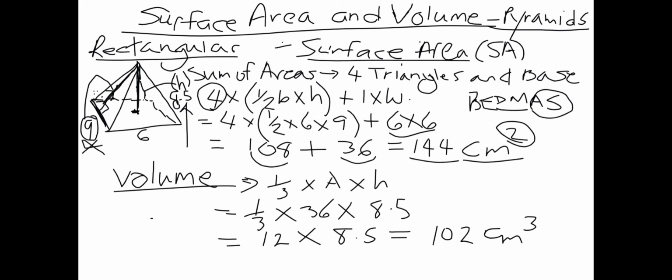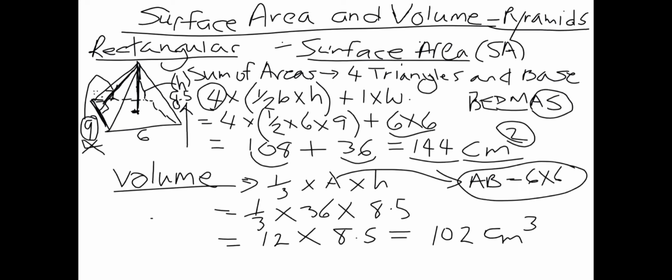And so we simply have to find 1/3 of the area times the height. And we know the base is 6 times 6, which is really A. So A is the area of the base. We'll call that AB, which is denoted by A, and that's equal to 6 times 6. So that's where we got the 36 from. And that's why we have 36 here. And then we're going to multiply it by the height, which is the 8.5.